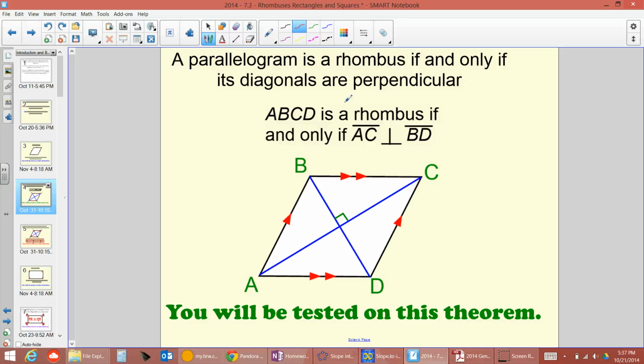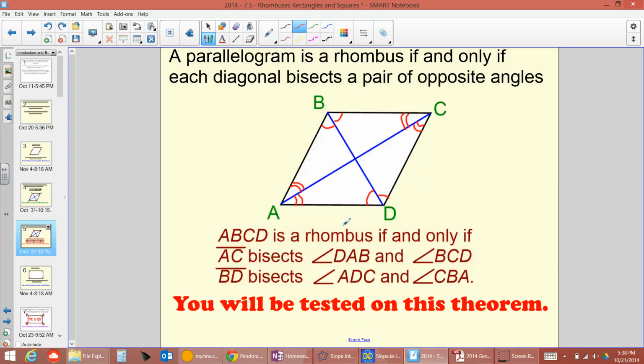We talked about how on a parallelogram, the diagonals bisect each other. Well, on a rhombus, the diagonals also are perpendicular. So all the previous rules apply. They also bisect, but we're adding more information, wherein they bisect each other and they create 90-degree angles. So that's kind of a cool new information about rhombi. Okay, so a parallelogram is a rhombus if and only if each diagonal bisects the pair of opposite sides.